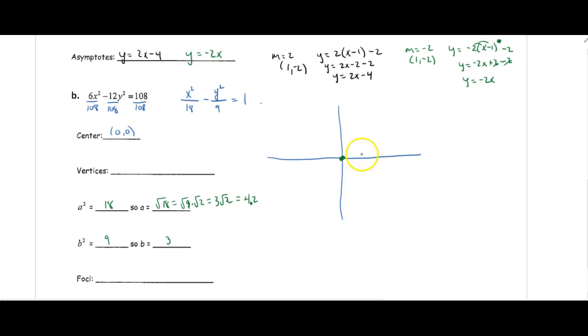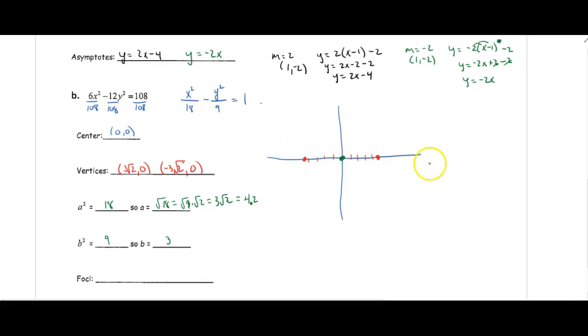So the first thing we're going to do is find the vertices. From the center, I'm going to go right 4.24, which is right about there, and I'm going to go left 4.24, which is right about there. Okay, so now those are my vertices. And if I look, they're going to basically be 3 root 2, comma 0, and then negative 3 root 2, comma 0.